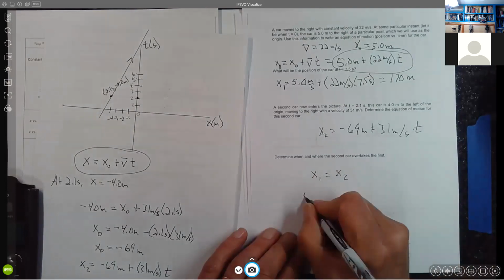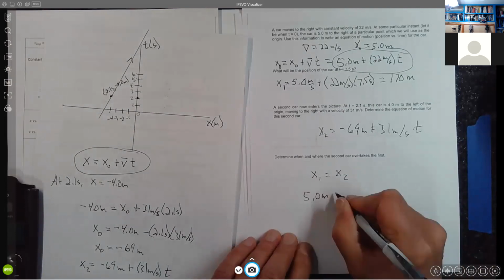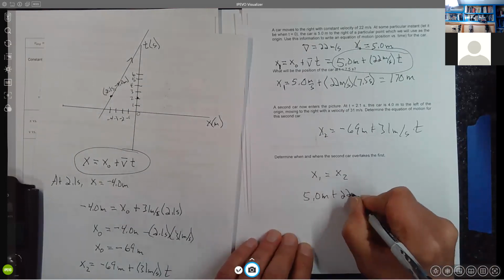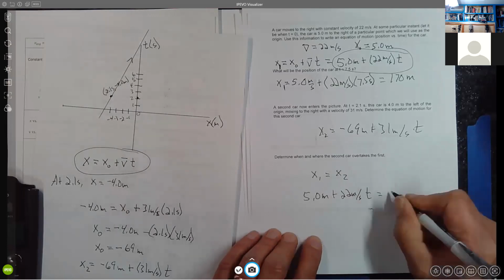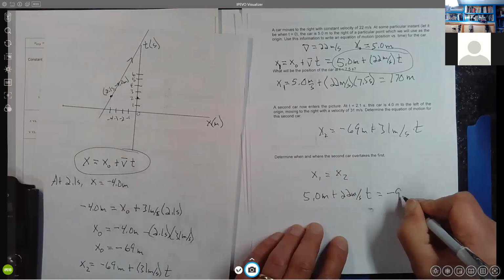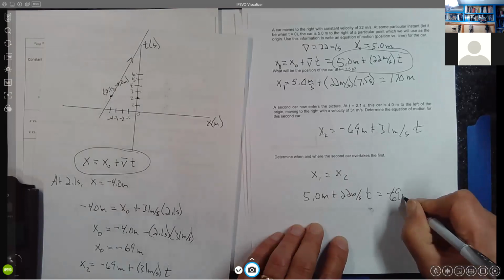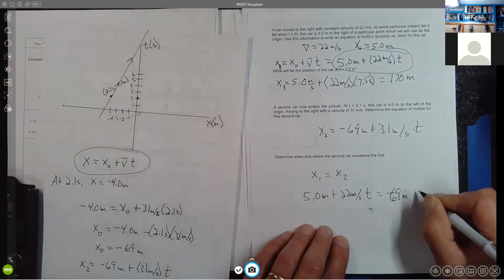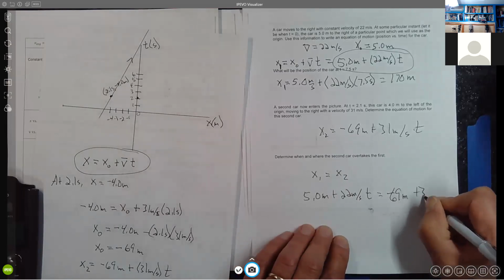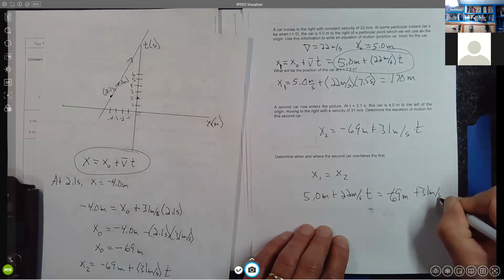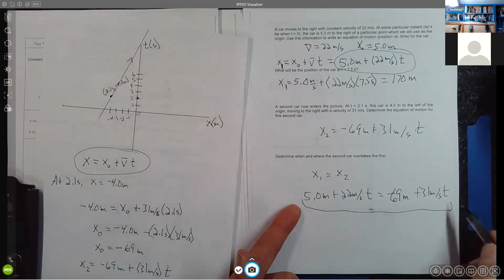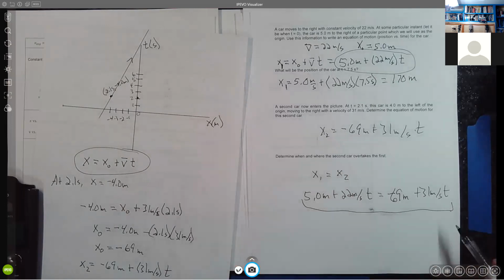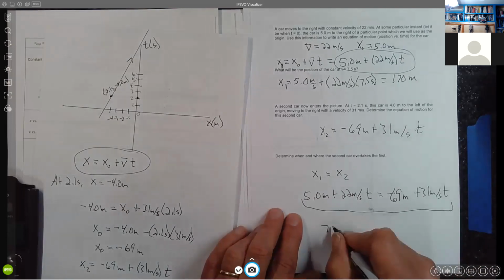So 5.0 meters plus 22 meters per second times t is equal to minus 69 meters plus 31 meters per second times t. And so this is a linear equation. It's not bad. I kick that across and I'll get 74 meters over here.